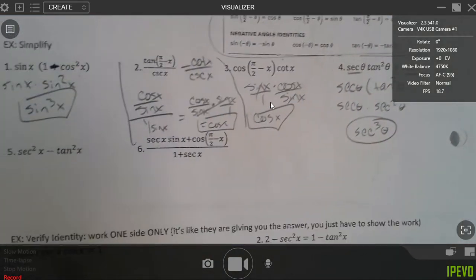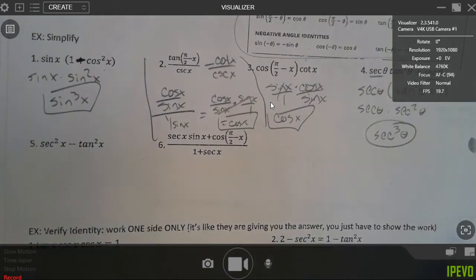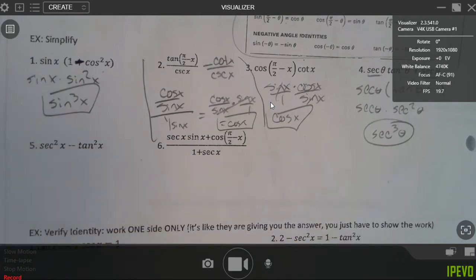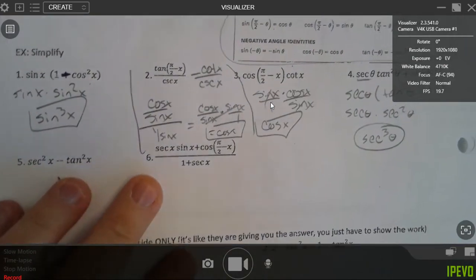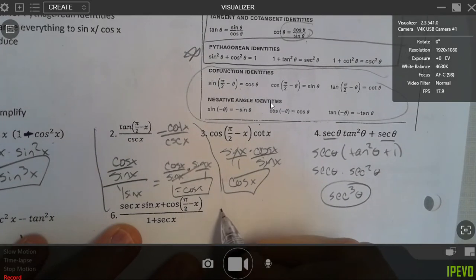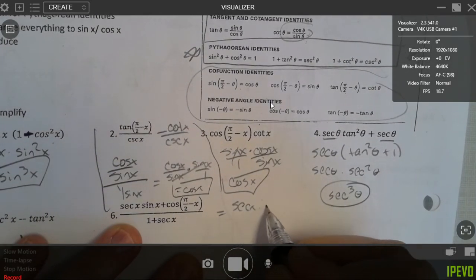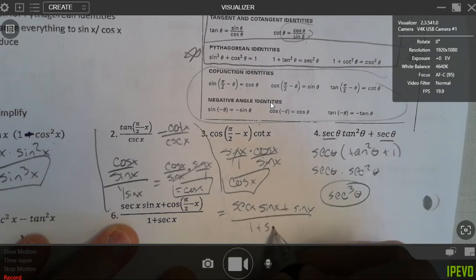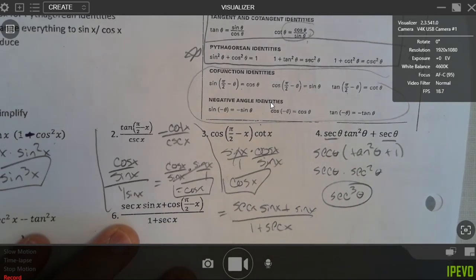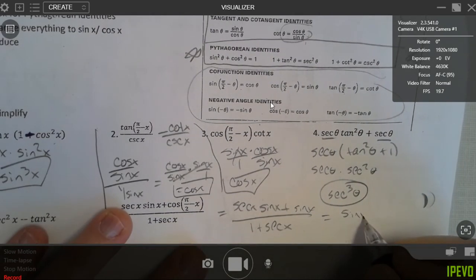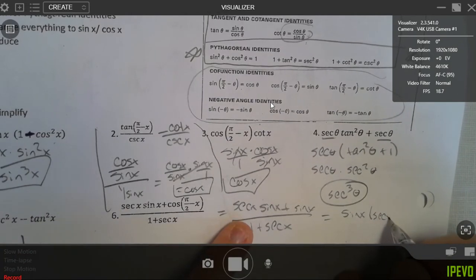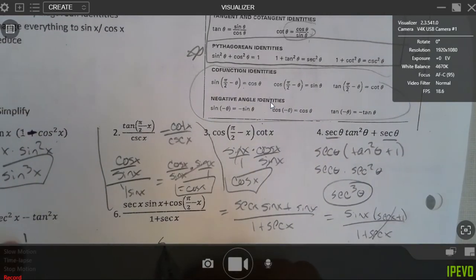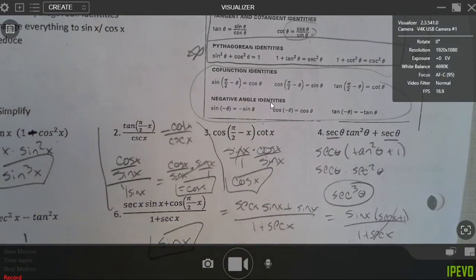All right, so number 5 down here, this is just the rewriting of the rule right here. See, secant squared minus tangent squared just equals 1. All right, here I'm going to first change this to just sine. So I get secant x times sine x plus sine x over 1 plus secant x. And then I'm going to factor out a sine x. So when I factor out the sine x, I'm going to get secant x plus 1 over 1 plus secant x. Cancel them. So your answer here is just sine of x.